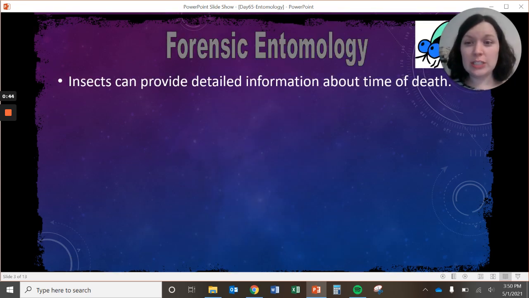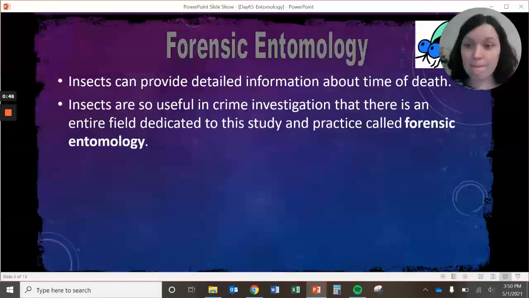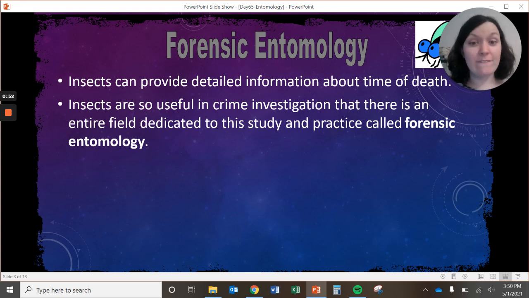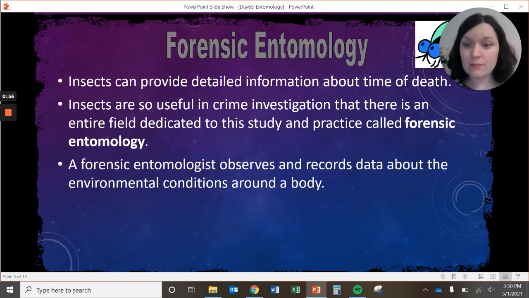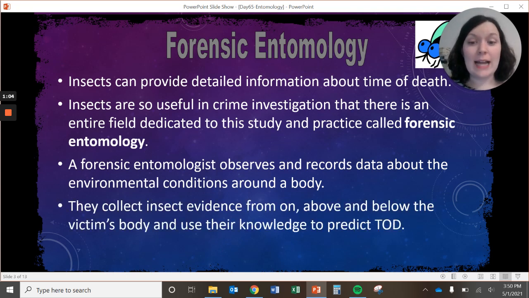So with forensic entomology, insects can provide detail about the time of death. And they're so useful in crime scenes that there is an entire field dedicated to the study and practice of forensic entomology. A forensic entomologist observes and records the data about the environmental conditions around the body.